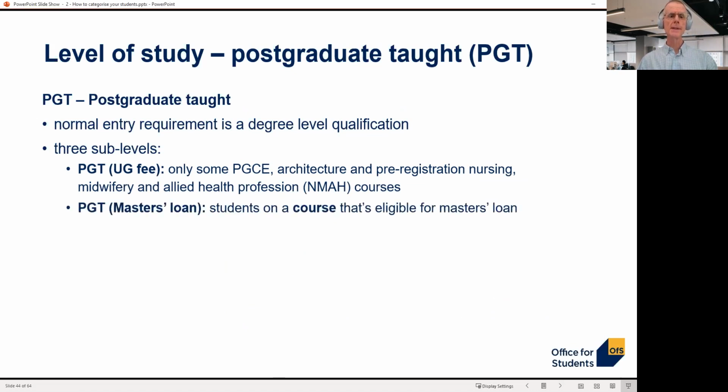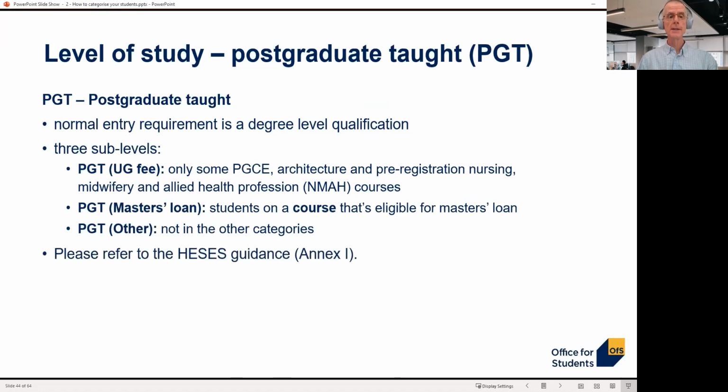Probably most will fall into this category, PGT master's loans. The thing about this is that this is a characteristic of the course rather than the student. So if somebody's on a course and they haven't actually taken out a loan, because it's a characteristic of the course, this is still going to be a PGT master's loan. And then PGT other is everything else which is not in that category. Again, this is all referred to in great detail in Annex I of the guidance, so please look at that for further details.